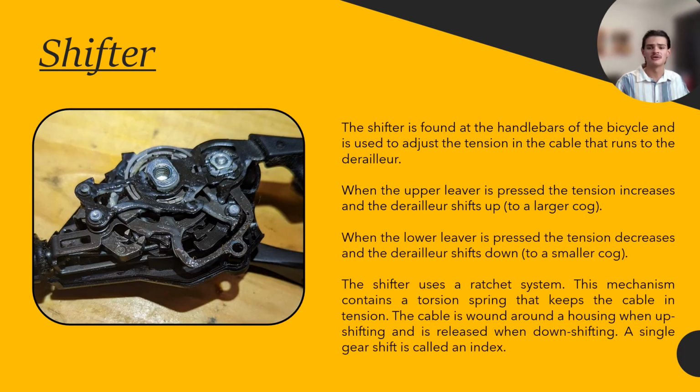The shifter uses a ratchet system. This mechanism contains a torsion spring that keeps the cable in tension. The cable is wound around a housing when upshifting and is released when downshifting. A single gear shift is called an index.